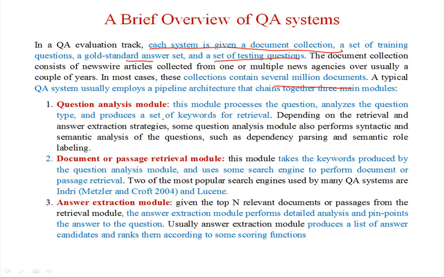A typical question answering system usually applies a pipeline architecture that chains together three main modules. First is the question analysis module. In this module, we analyze the question, identify the named entity or keywords or type of question, and then by using the identified keywords, we try to form a particular strategy to identify the answer.